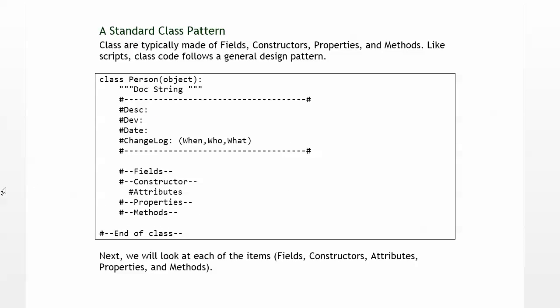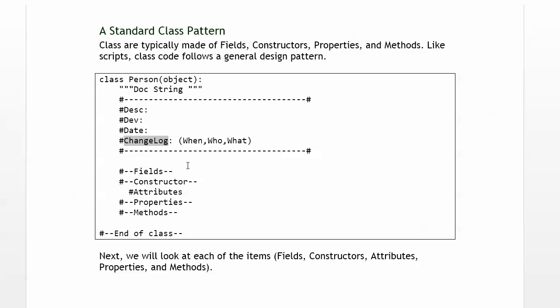Now, we've seen how scripts can be reused and how it's great to organize them. When you make a class, there's also a kind of a standard pattern that you use to make them easier to read, easier to follow, and of course easier to reuse. So the general pattern would look kind of like this. You would have some kind of document string, and the document string I guess could start from here and then go down to here, to tell you the truth. And you'd have some little header information, such as the description or who developed it or what the date was or a change log. So very similar to what we've seen in scripts.